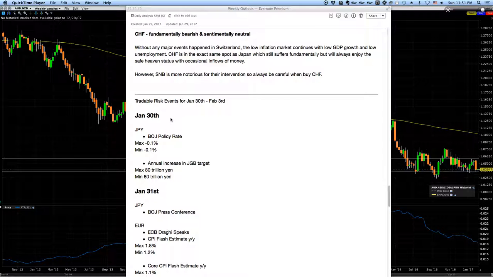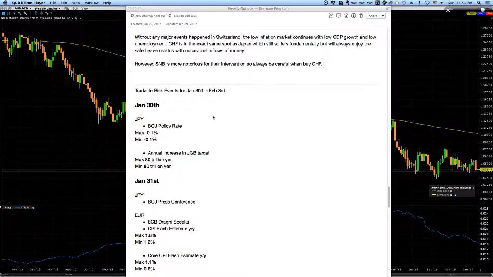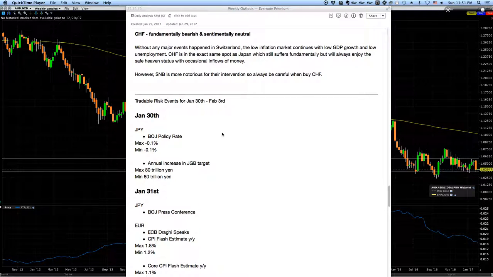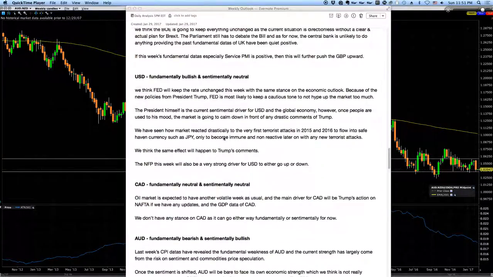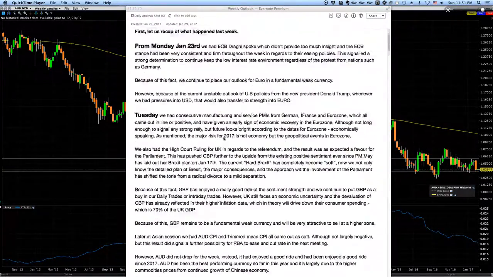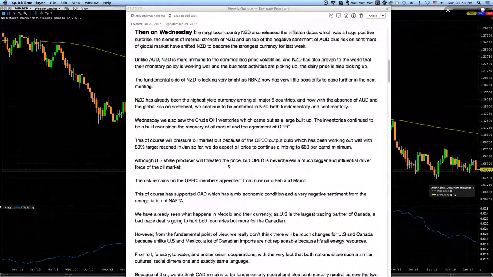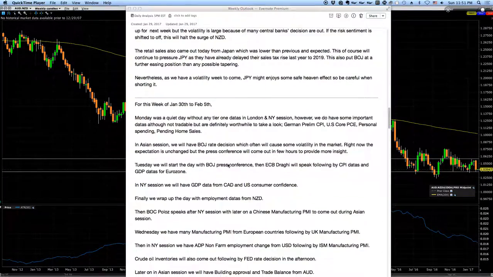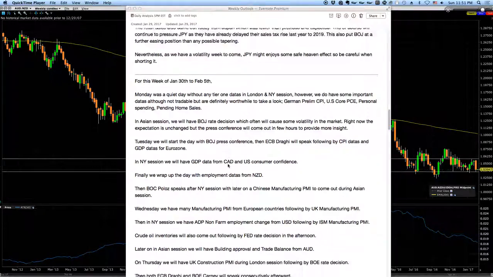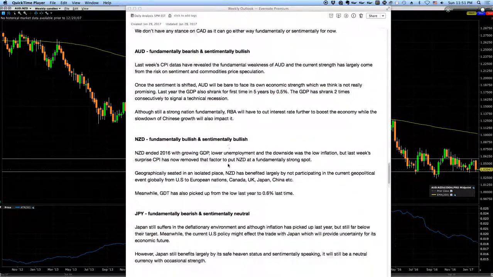So I have typed the tradable risk events for January 30 to February 3rd, which is next Monday to Sunday. That's how I play my week basically. So again, if you want to see more detail for the previous analysis, what I just talked through in video one, there's a lot of detail you can get for a clearer picture about the market right now.